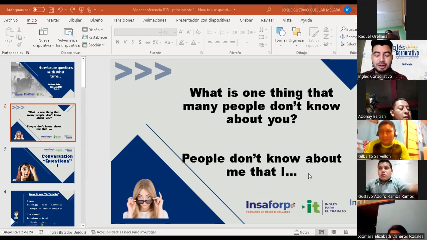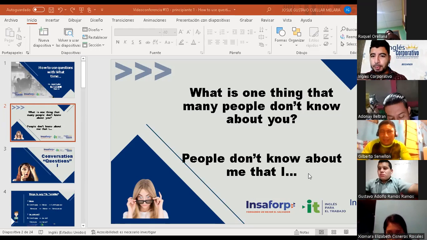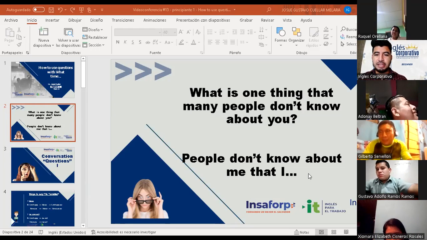También canta. And sing. Okay, Gilberto, question. Do you play in a band? ¿Tocas en alguna banda? ¿O algún grupo? No, pero sí he tocado. Anteriormente ya he tocado. En el pasado. Ah, Gilberto es músico. Yes. Okay, congratulations, Gilberto.